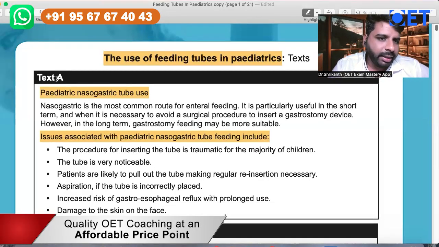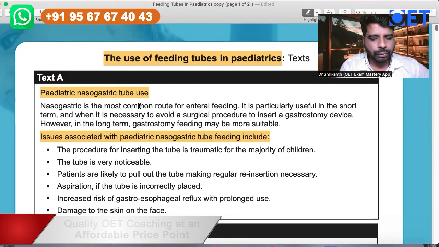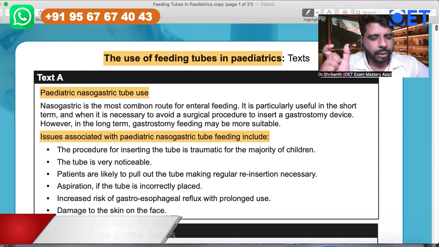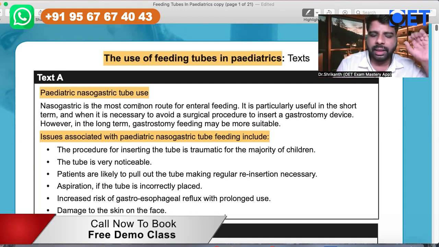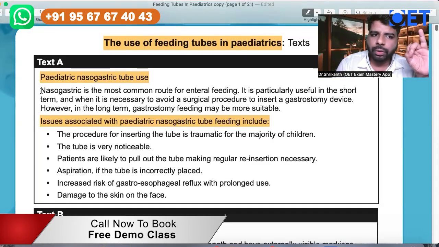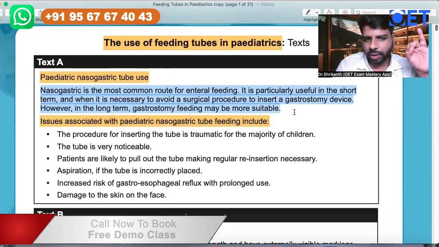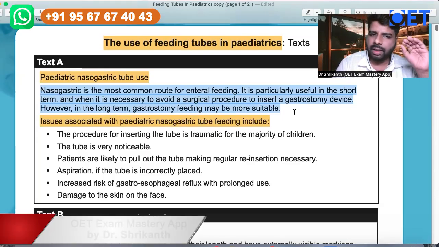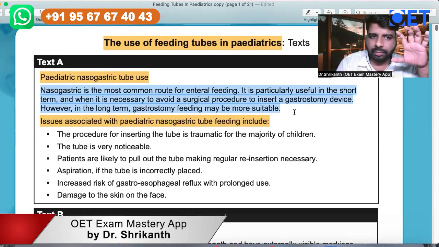Here you need to read: text A is about pediatric nasogastric tube use. That is the heading, the subheading over here. Now, what is the second subheading? This information you completely avoid. This is not a heading. This is the content of text A. So content we will be.